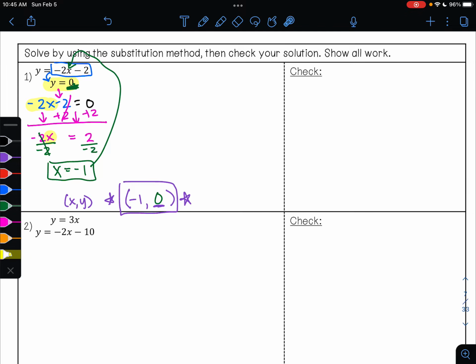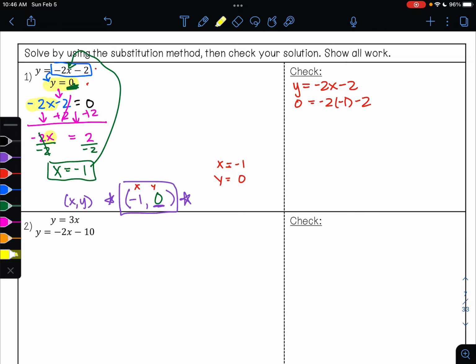Let me show you what I mean. So if my answer is -1, 0, then -1 is x and 0 is y, right? If it helps you, you could write it out like this. So I'm just going to take this right here and plug it into both of these equations. So let's start by checking the first equation, y equals -2x minus 2. Y we said was 0, and x was -1.